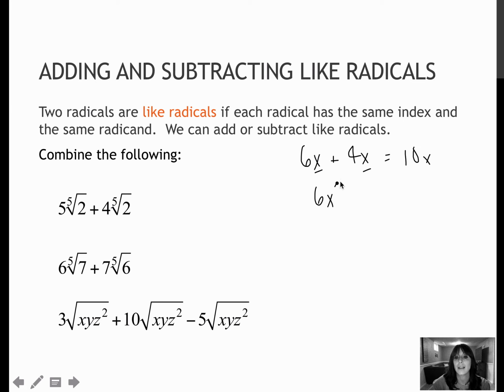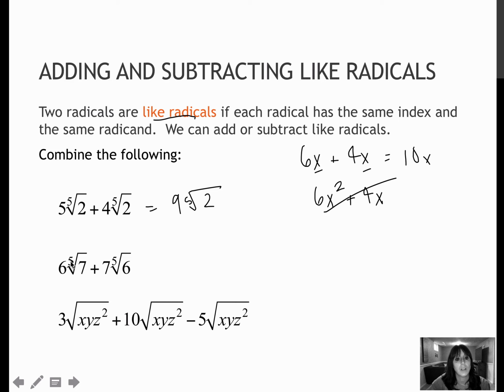If I had 6x squared plus 4x, those are not the same and I couldn't combine them together. The same holds true for radicals. We're looking for like radicals. So they need the same radicand, which is the stuff on the inside, and they need the same index. So here, 5 fifth root of 2 plus 4 fifth root of 2 gives me 9 fifth root of 2. So it's kind of just like our x, where it's the same label each time.